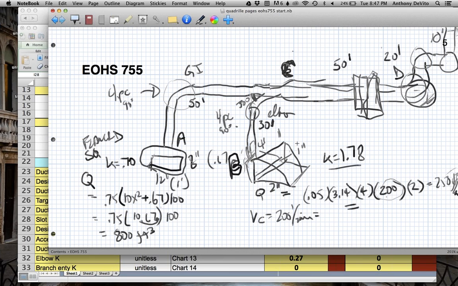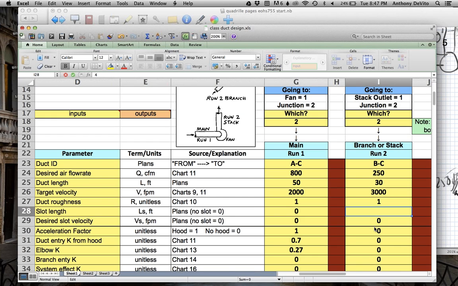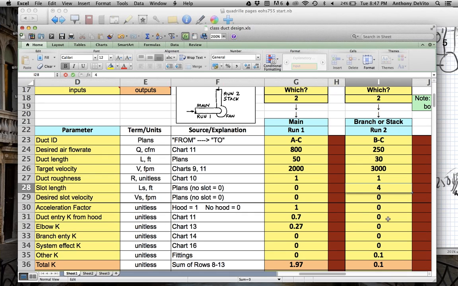Okay. Don't worry about the 1 inch. Could be any size, but it's 4 feet wide. The width of the table is 4 feet, so it's 4 feet wide. So it wants to know the length of the slot in feet. It wants to know the desired slot velocity. Seems to me when we were looking at chart 13, chart 11. Yeah, let's make it 1,500. Okay, desired slot velocity is 1,500.